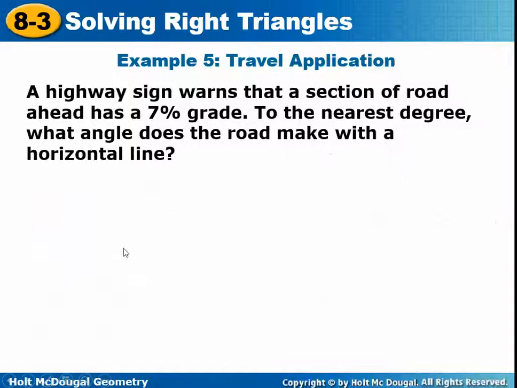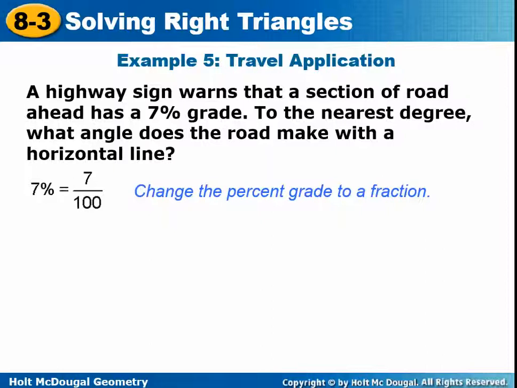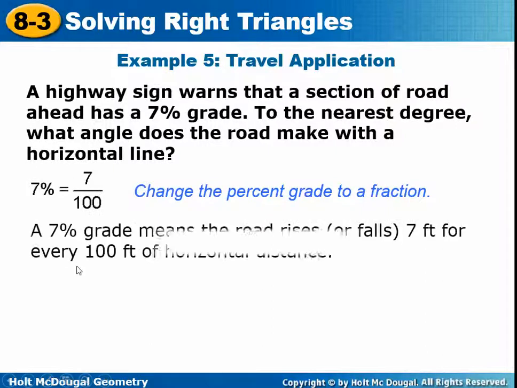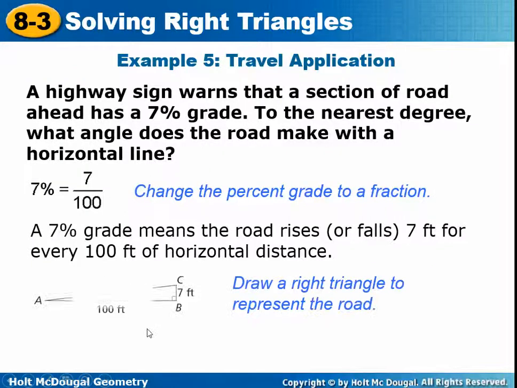Okay. One more little application with the road grade. This will be a good kind of extra credit question on the quiz. It says, to the nearest degree, what angle does the road make with a horizontal line? 7% is the same as 7/100, so change that to a fraction. That means that the road rises, or if it's going downhill, it falls 7 feet for every 100 feet of horizontal distance. So a triangle will definitely help with a picture. So 100 feet, this is not drawn to scale, and here's your 7, a little skinny triangle.